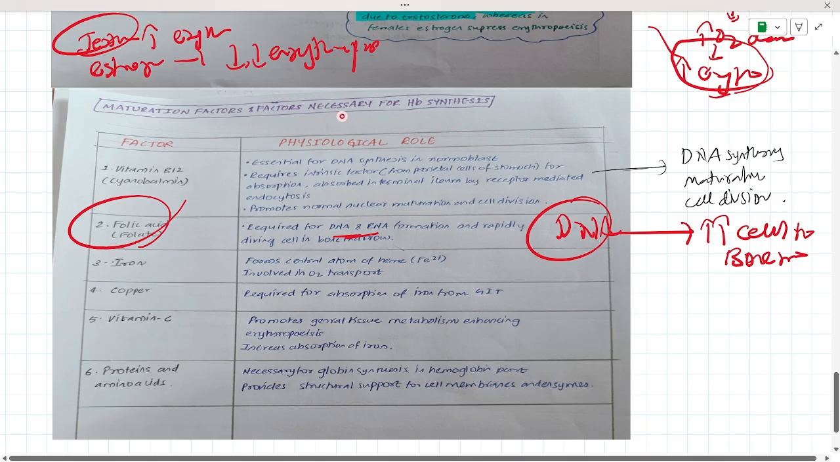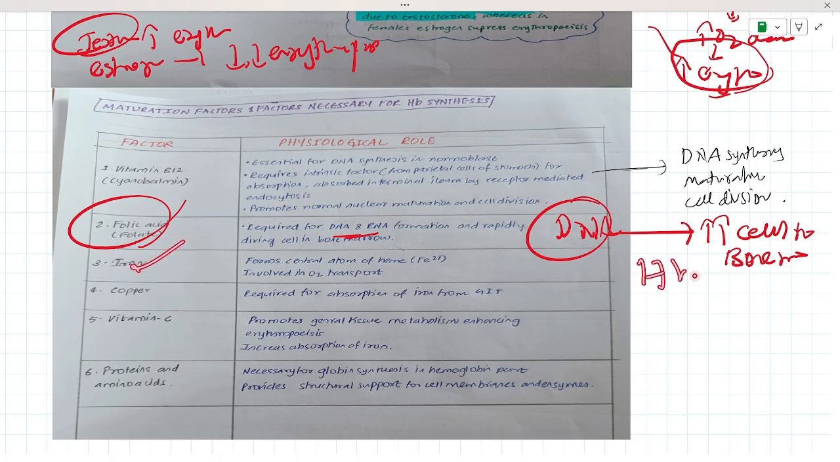Next, iron. We all know that HB contains iron, right? We have been studying this since our 10th class. So, iron is the central atom of hemoglobin, basically, and it also carries oxygen. Next, copper. This copper is required for the absorption of iron. There is no rocket science in this. And vitamin C promotes general tissue growth and metabolism, increasing erythropoiesis, and it also increases the absorption of iron.